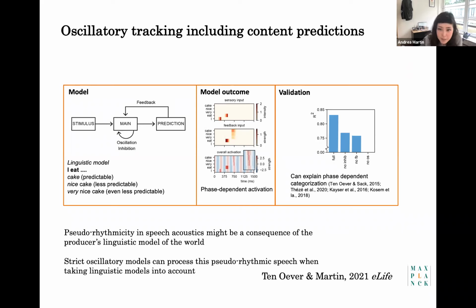When we look at the final activation of the model, we can see that the oscillation gets the most excitable phase that is more red. First, the most predictable word from the node cake is active, followed by other nodes, creating a phase code of predictability. And this model can explain recent behavioral effects showing different categorization depending on the phase of presentation, but crucially, the model needs all components to achieve what it does.